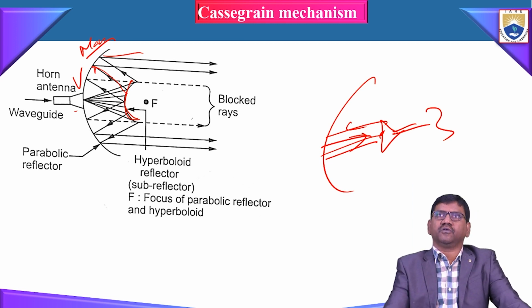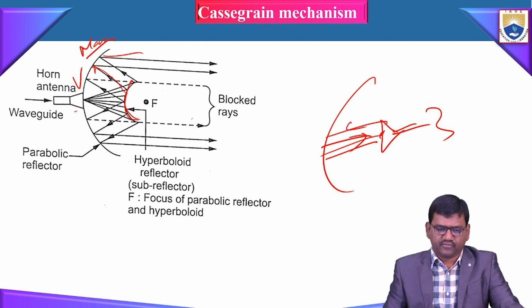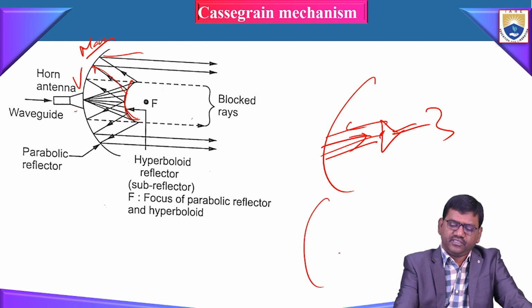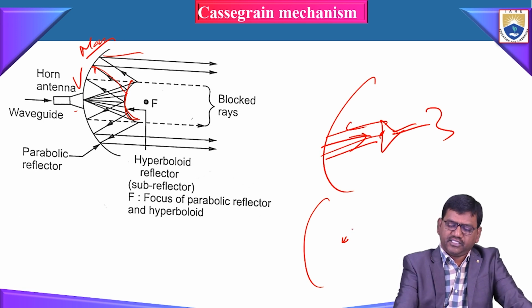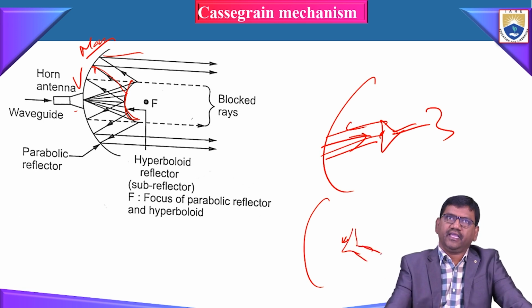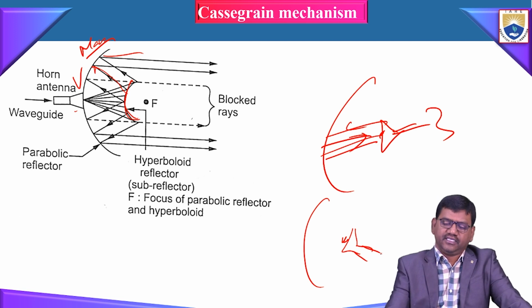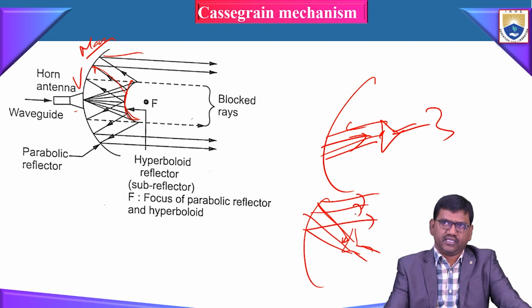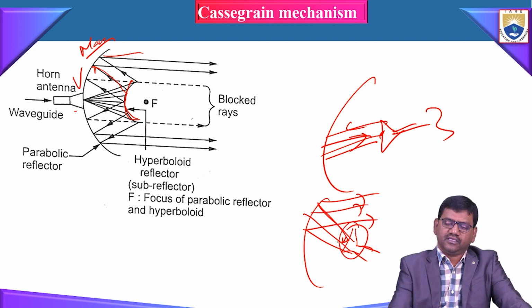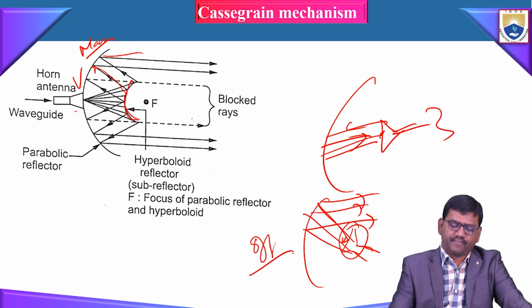Another technique to overcome the blocking of rays is the offset feed system. In the offset feed system, we place the horn antenna exactly at the focal point, but we change the angle of incidence accordingly to prevent the blocking. So here the blocking is not happening. We call this the offset system.